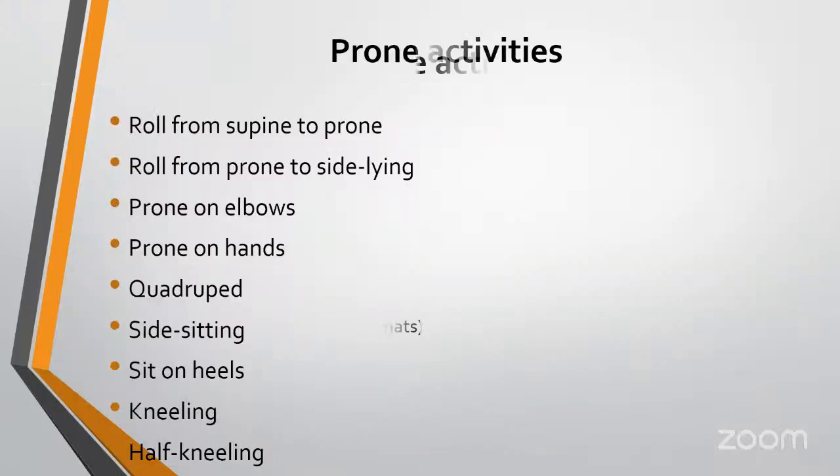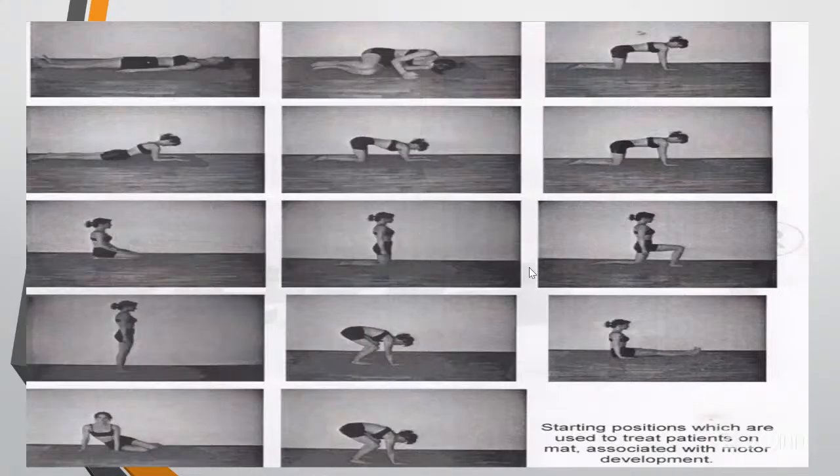These are some of the starting positions that I've just mentioned. We will see on the picture, supine lying, then we'll see side lying. We'll see the quadruped position. We'll now see the patient on elbow. Then we'll now see the patient coming to sitting on the heel, then coming to kneeling position, and coming to half kneeling position, then standing, then long sitting, side lying, and so on.